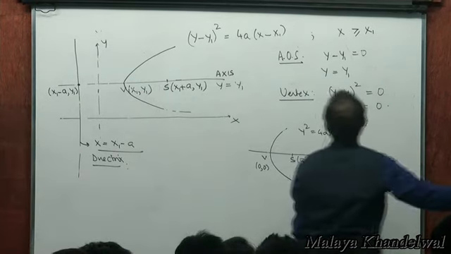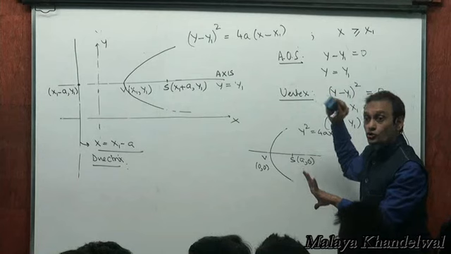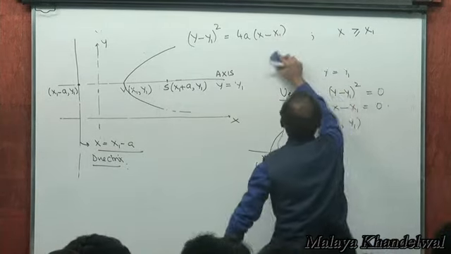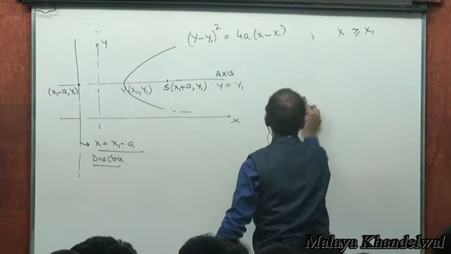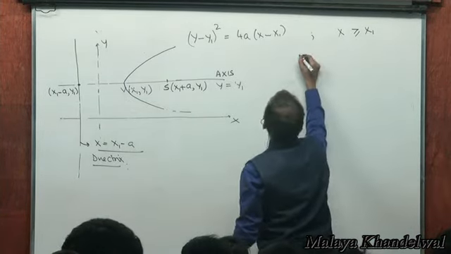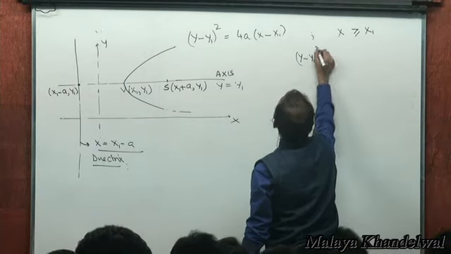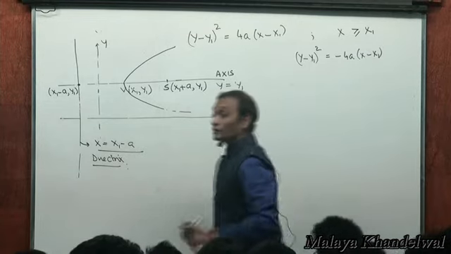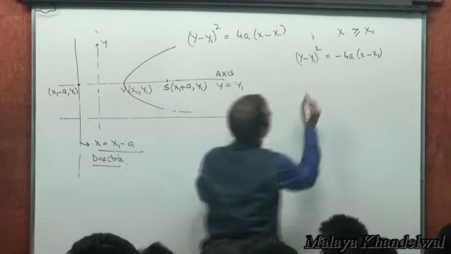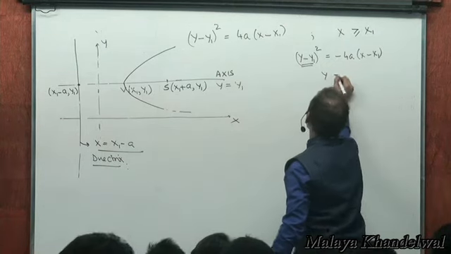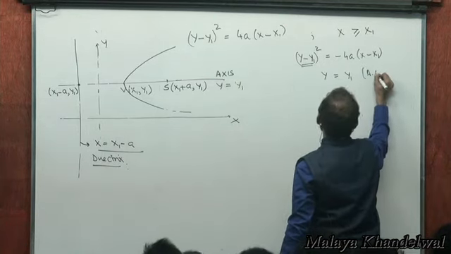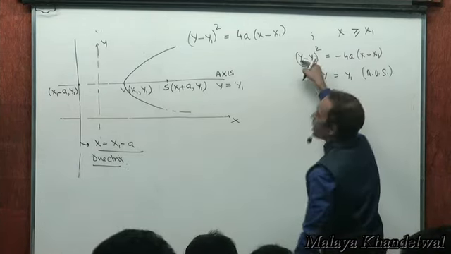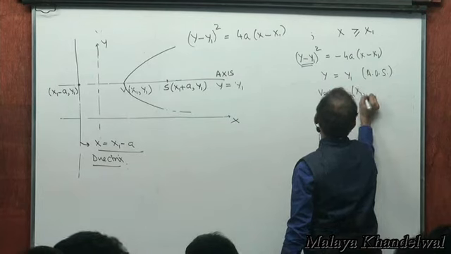Now, so far so good, right? All of you understand this? Got me? Instead, suppose I had y minus y1 whole square equal to minus 4a into x minus x1. Now, in this parabola, realize again the axis of symmetry would be y equal to y1, the axis of symmetry. The vertex will still be x1 comma y1.